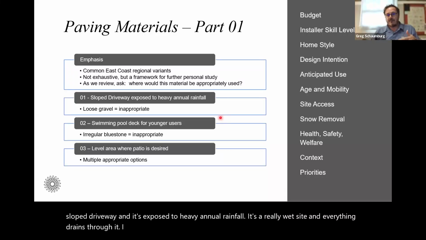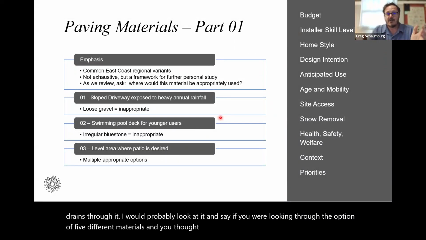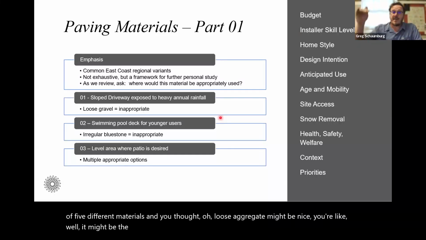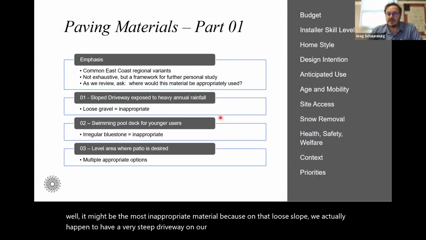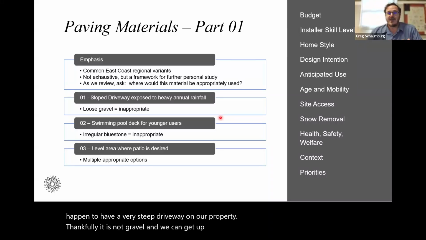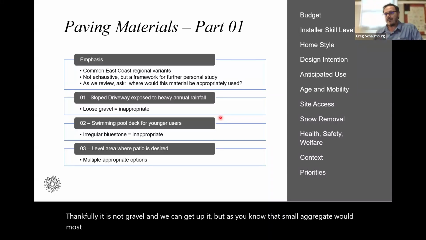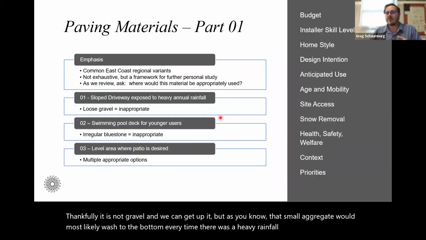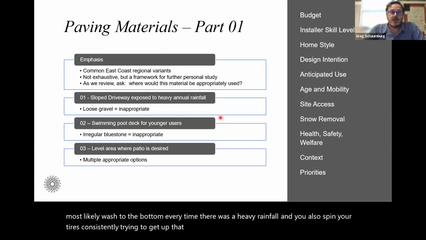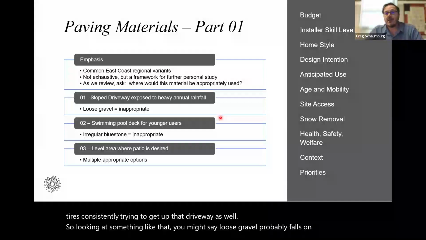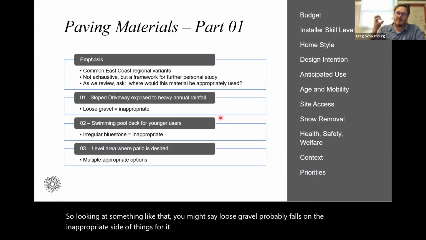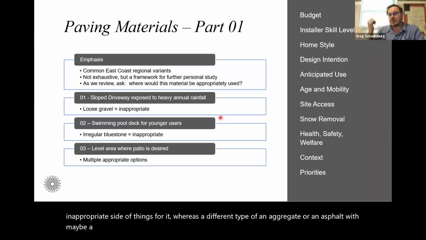If you were looking through 5 different materials and thought, oh, loose aggregate might be nice, it might actually be the most inappropriate material. We happen to have a very steep driveway on our property, and thankfully it is not gravel and we can get up it. But that small aggregate would most likely wash to the bottom every time there was heavy rainfall, and you'd also spin your tires consistently trying to get up that driveway. So loose gravel probably falls on the inappropriate side, whereas a different type of aggregate, or an asphalt with a heavy aggregate in it, which is what our driveway is, thankfully, might be a more appropriate choice.